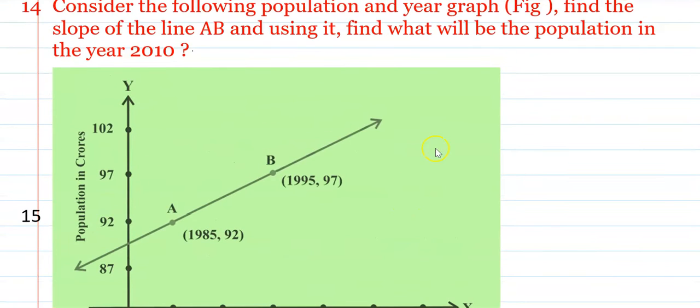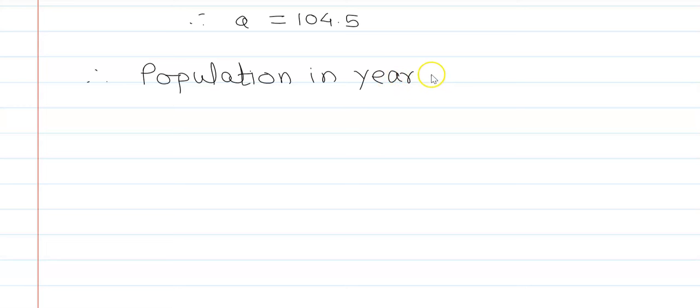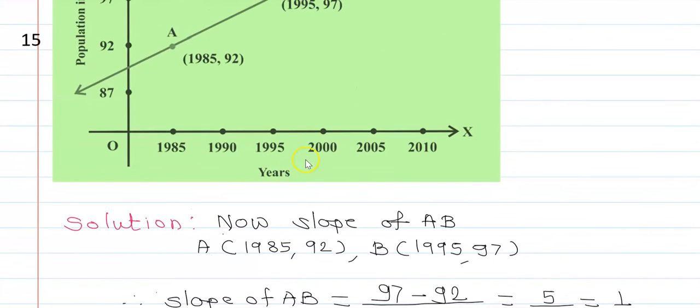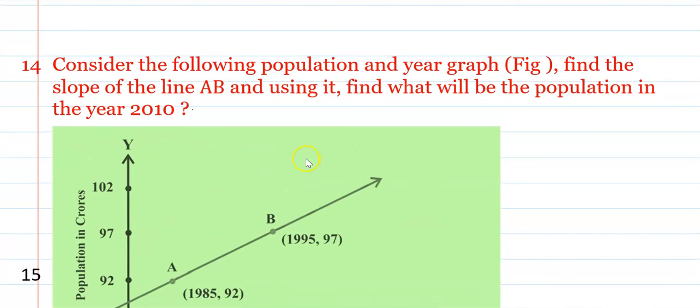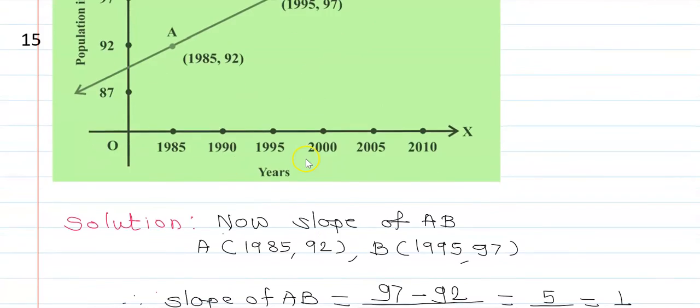Therefore, the population in year 2010 will be 104.5. And this way we have completed this question as well as the first exercise 10.1.